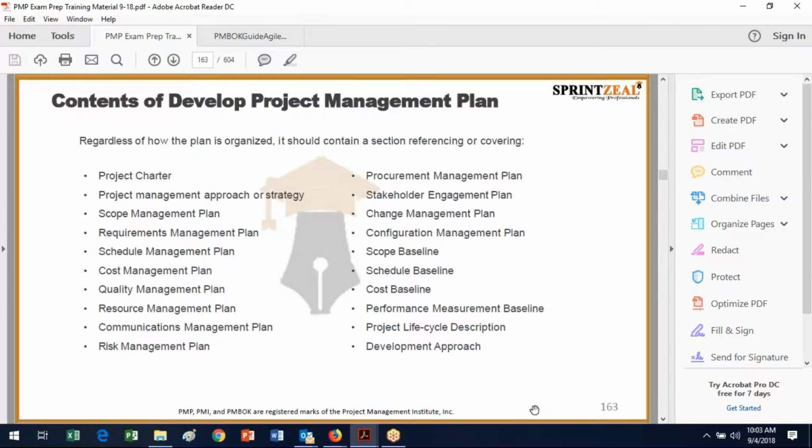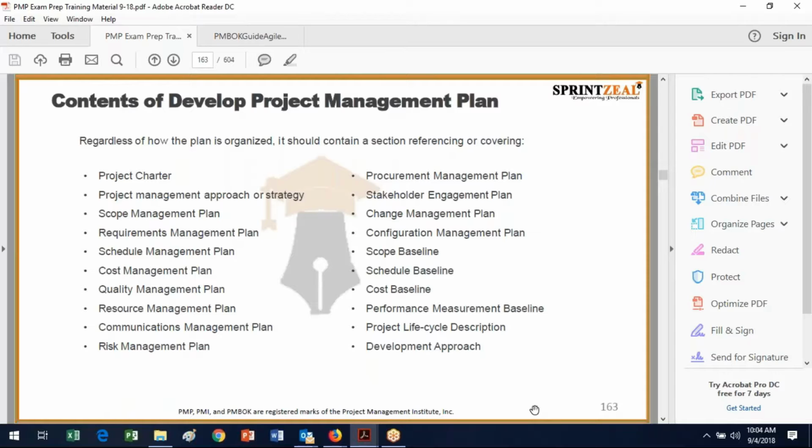Well, these contain the 10 knowledge areas, as well as the 4 areas that don't really have a knowledge area. So we've got the project charter, the approach or strategy, and then scope, requirements, schedule, cost, quality, resource management, communications, risk, procurement, stakeholders, which are all knowledge areas. And then we've got change management, configuration management, scope baseline, and schedule baseline, and none of these have a knowledge area, but they are all tied into some of the other knowledge areas.